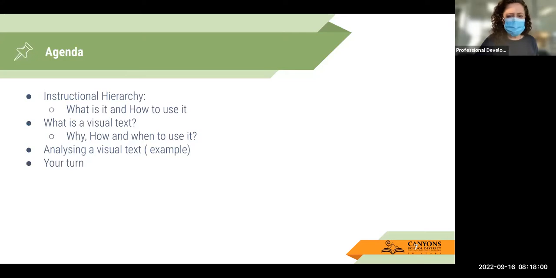So here is our agenda for our PD. We're going to look at the instructional hierarchy, what they are and how we're going to use them. We are also going to look at what a visual text is, why we should use a visual text, how we're going to use it, and when we're going to use it in the progress of the lesson. And then we're going to see how we can analyze a visual text. This will be an example, and then it will be your turn to apply that example to your own visual text.